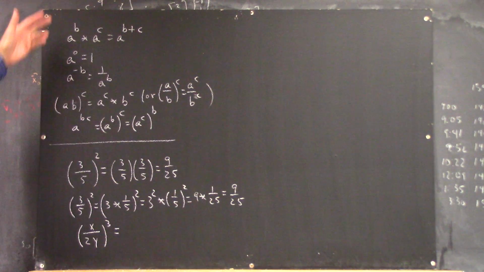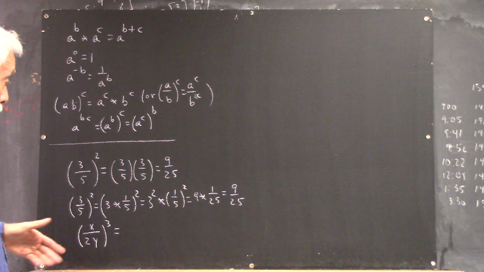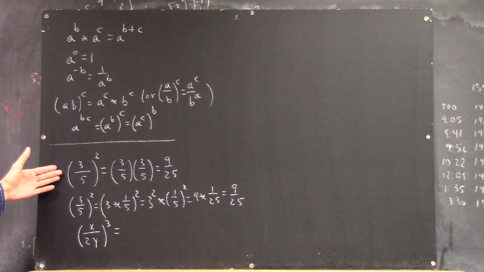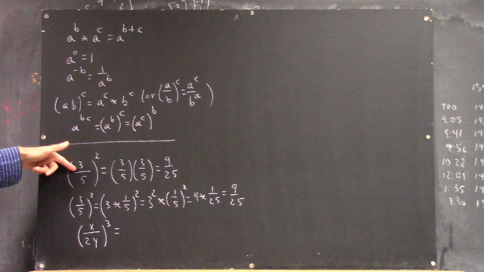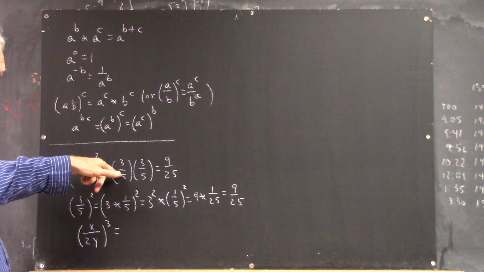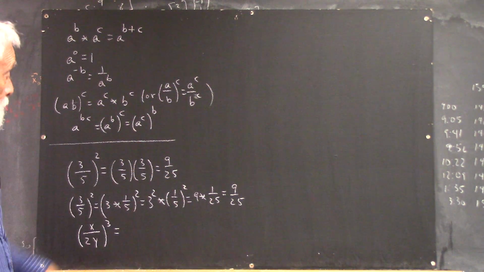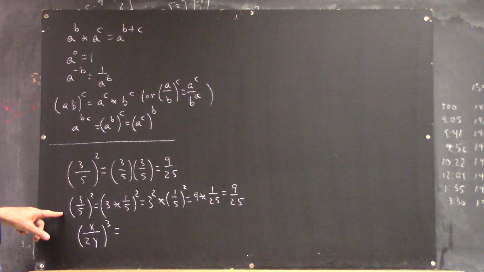Okay, here are the laws of exponents, and here are some applications. This one's pretty obvious. First of all, we don't even apply the laws of exponents when we do this, at least I didn't in the first step. I just wrote 3/5 times 3/5 is 9/25, right? Now I do it using the laws of exponents.